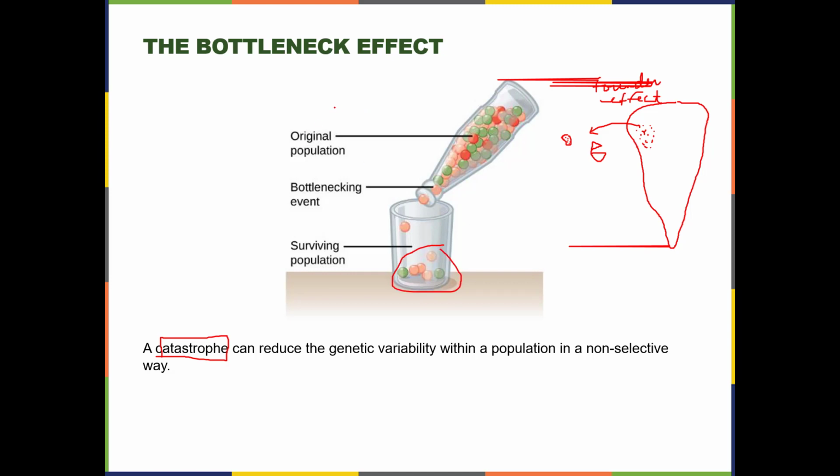Now, honestly, the bottleneck effect is really what we as humans are causing when we cause deforestation. Deforestation causes a lot of animals and plants to lose their habitat, and then maybe there's a few survivors, but they're not going to be representative of the original population. So humans can cause a lot of these catastrophes that lead to the bottleneck effect for another group.